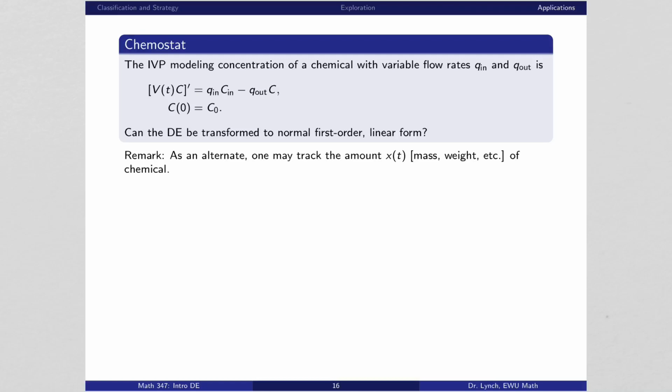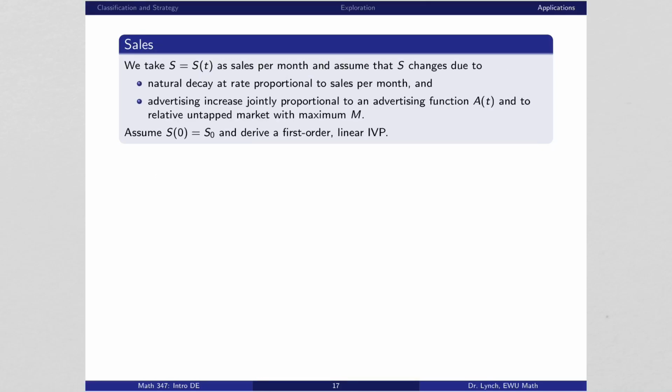So just compare what we had on that last slide to what you see in the textbook, and you'll see that they're a little bit different. The textbook has a typo in this particular case. Okay, a third application of first order linear equations is the application of sales.